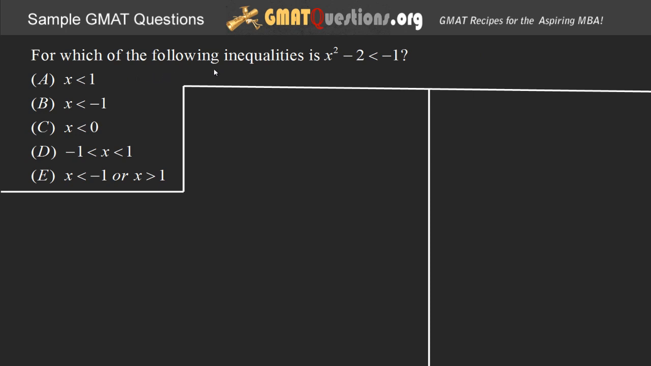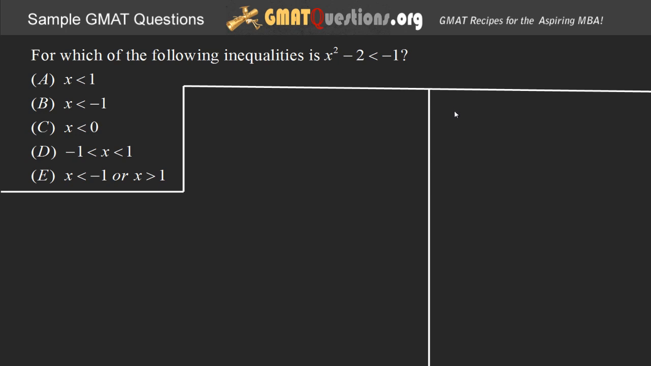For which of the following inequalities is x squared minus 2 less than negative 1? Now, notice that we now have a quadratic inequality. We don't have an absolute value here, rather something that looks like a quadratic inequality, because you have x raised to the power 2. It's going to be very similar to the work we have done with absolute value being less than a certain number. Make sure you watch what we are doing, because it's going to be consistent with what we have done so far.